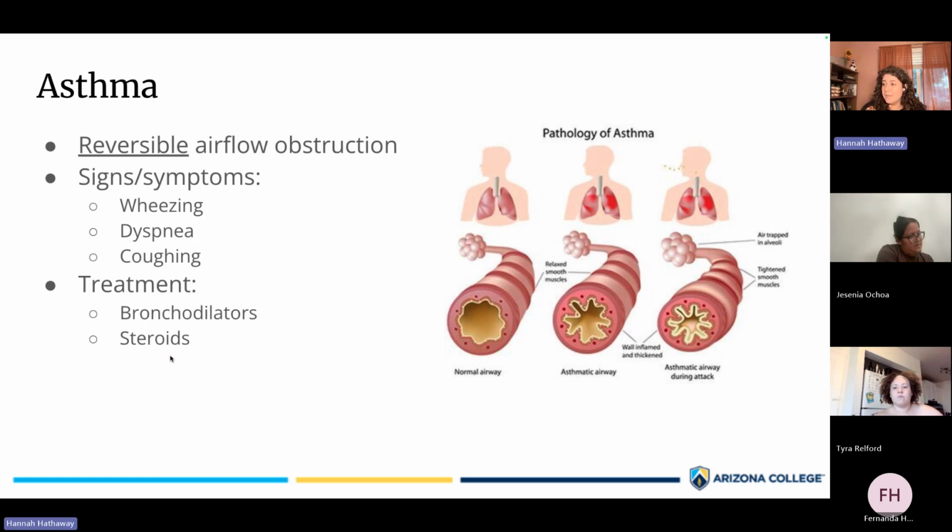Once again, the key thing to remember with asthma is it is reversible. In my mind, that makes sense, because someone who has asthma takes that inhaler and then they feel better much more quickly than, for example, if you have acute bronchitis, to go back to the previous one, and you're having difficulty breathing. You can't just take an inhaler and feel better necessarily.